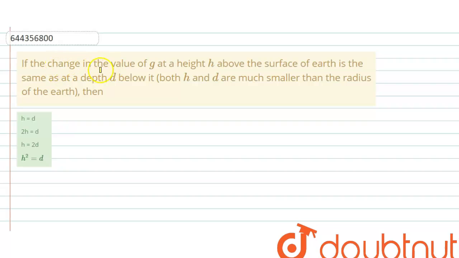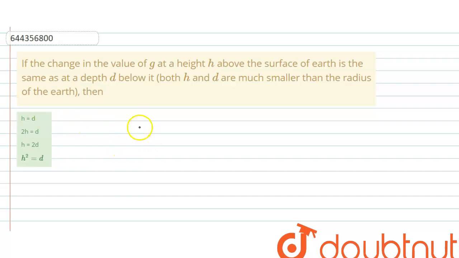Hello everyone, let me explain this question to you. The change in the value of g at the height h above the surface of Earth is the same as at a depth d below it. Both h and d are much smaller than the radius of Earth. Then, what is the relation between h and d? And there are four options given.